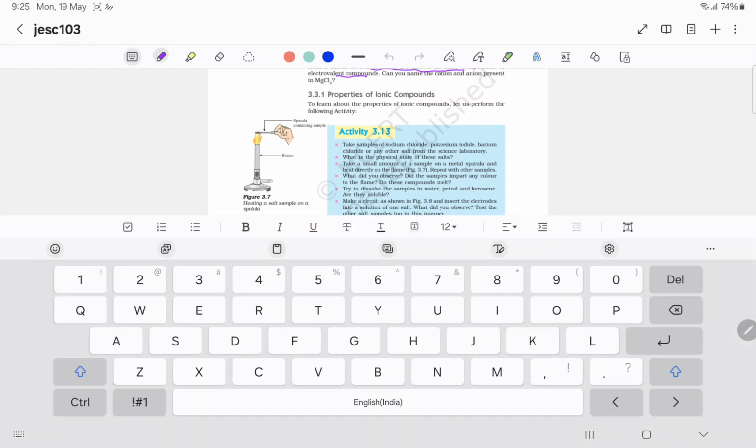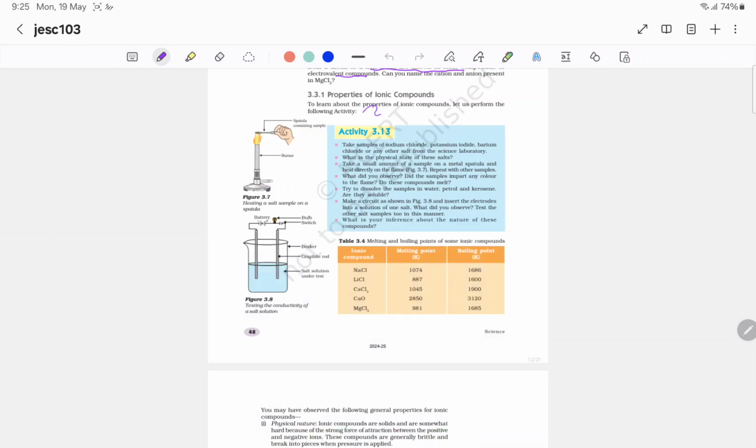Properties of ionic compounds. To learn about the properties of ionic compounds, let us perform the following activity. Take samples of sodium chloride, potassium iodide, barium chloride or any other salt from the science laboratory. What is the physical state of these salts?